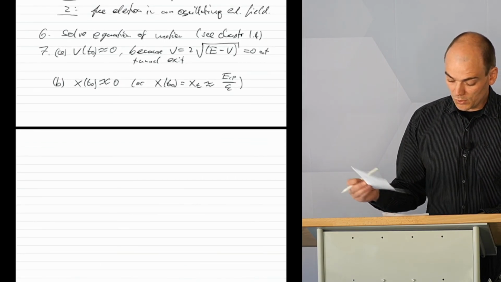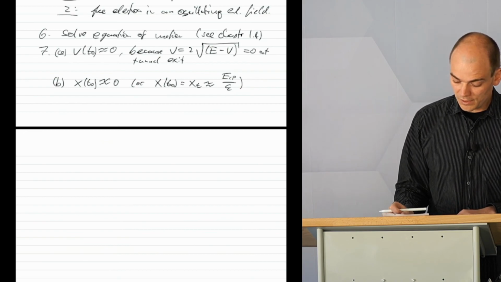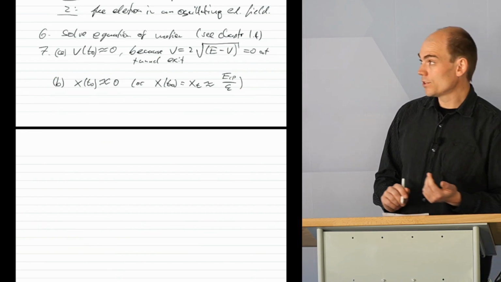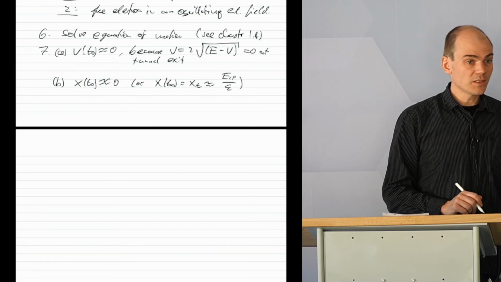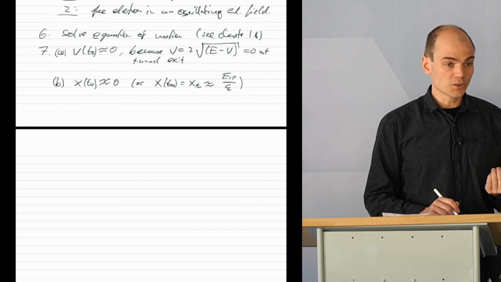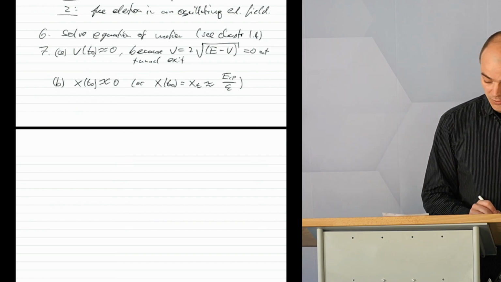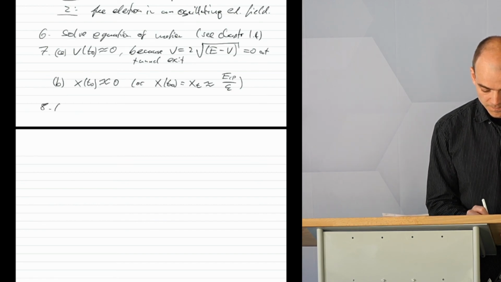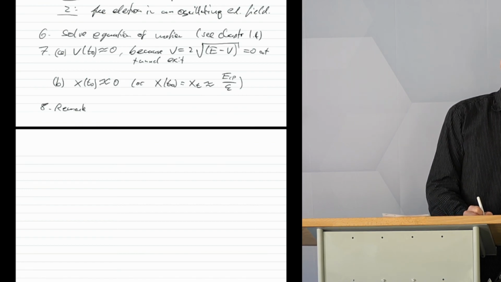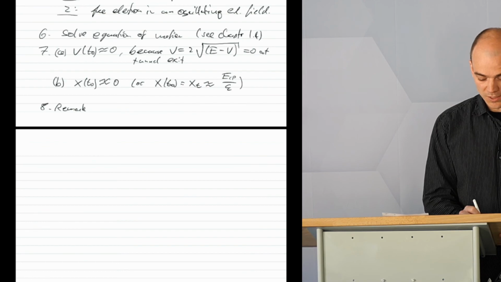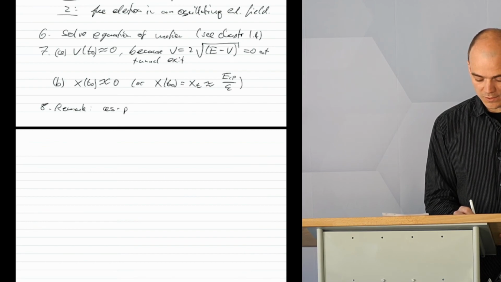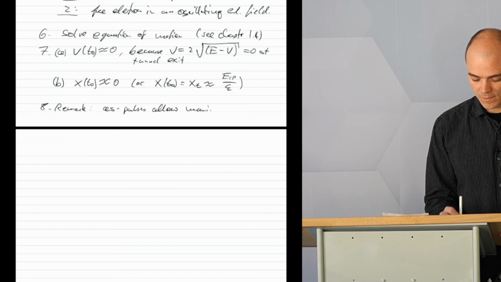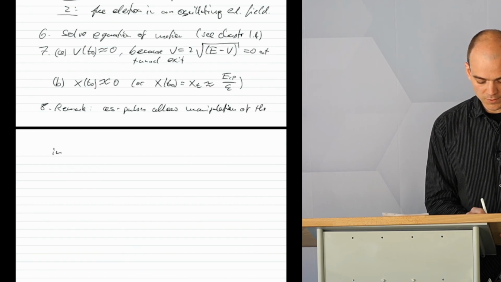Now there are a few more remarks that I'd like to make. The first one is about these initial conditions. There are experimental ways to manipulate them, for example using attosecond pulses. There's a very nice experiment known as attosecond streaking, and attosecond pulses allow manipulation of the initial conditions.